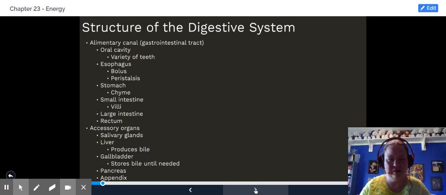After leaving the stomach, it travels into the small intestine where most of the digestive enzymes are released. In the small intestine, there are lots of little finger-like projections called villi, and they use diffusion and active transport to absorb the nutrients that get digested. Most of the digestion actually takes place in the small intestine. By the time the chyme exits the small intestine, pretty much all the nutrients have been extracted at this point.